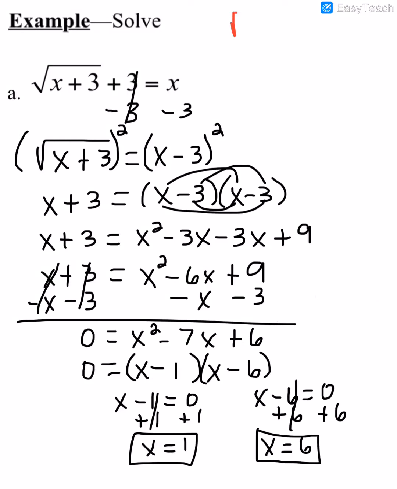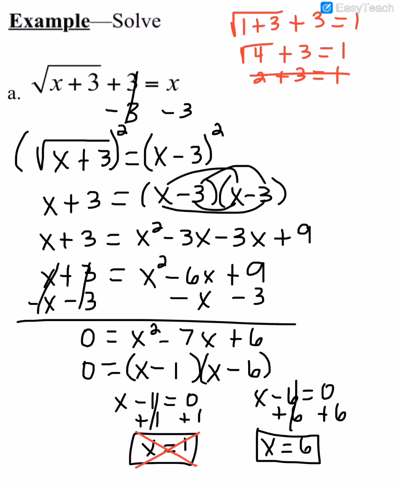So if I plug 1 into my original equation, every place I see an x, 1 plus 3 is 4. And the square root of 4 is 2. Alright, so I get 2 plus 3 equals 1. Does 2 plus 3 equal 1? No. So that means this is an extraneous solution. 1 was an extraneous solution, so it doesn't work. Okay, let's see about 6. Let's see if 6 works.